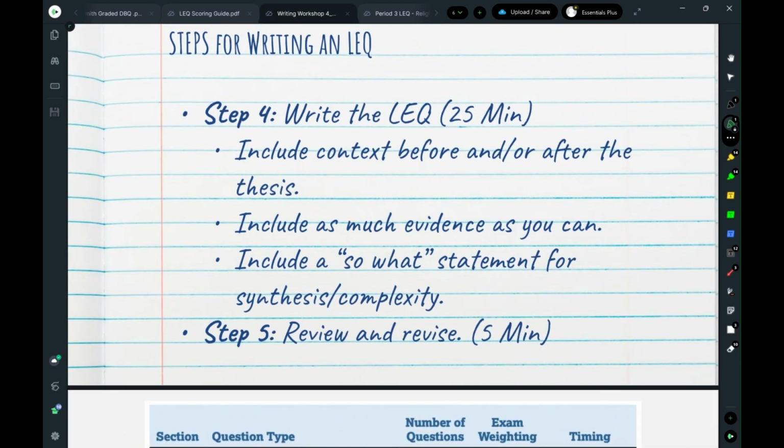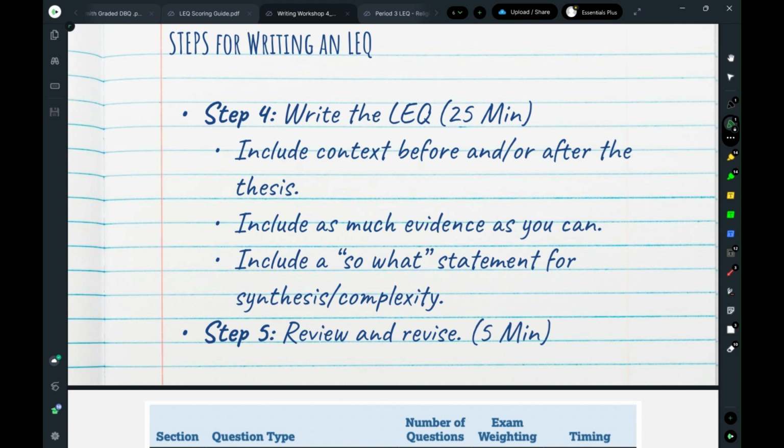From there, it's actually writing the LEQ. I say give yourself 25 minutes. Once you have all that other stuff, you know what you need. You just need to actually get it on the paper and just put it out there, right? You are not penalized for bad writing per se, or for comma splices and things like that. This is not about being perfect. This is about making an argument and supporting it with evidence. You do that quickly. Spend that 25 minutes as much as possible to go ahead and include context. We'll talk about that in just a minute. Include as much evidence as you can.